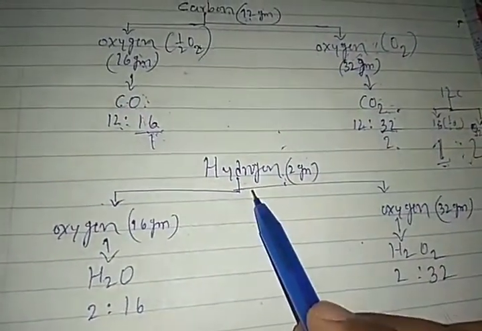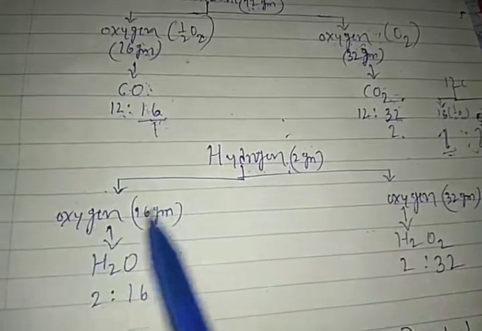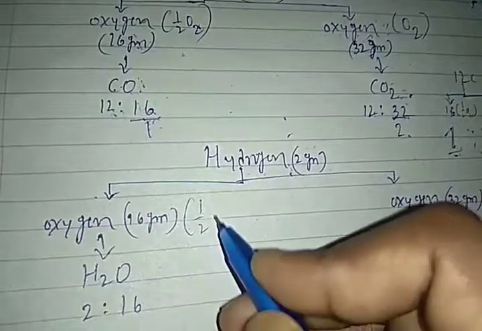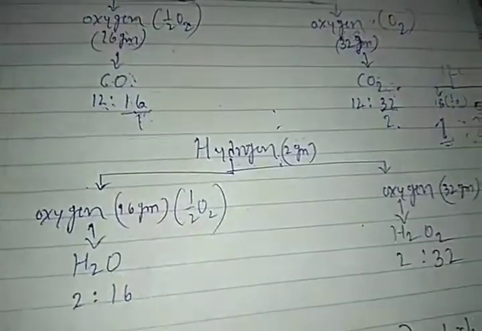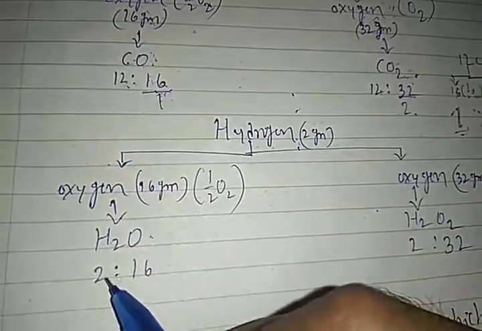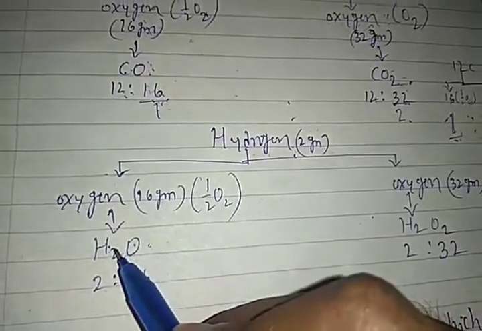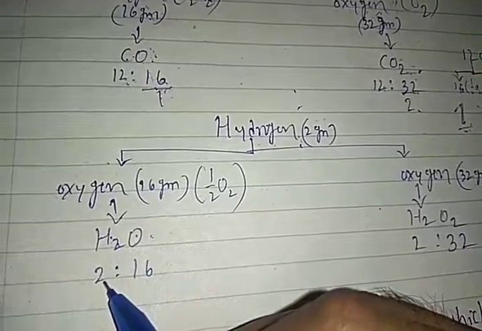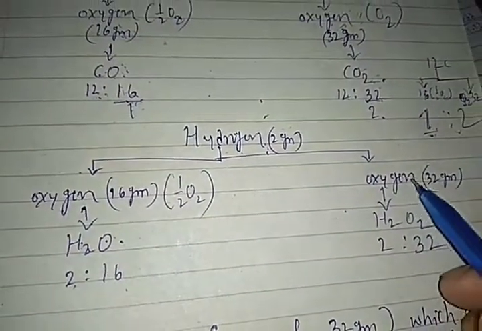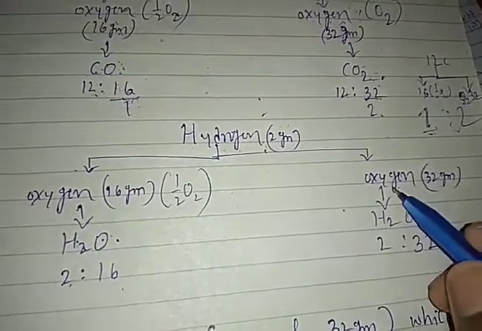2 gram of hydrogen reacts with 16 gram of oxygen. It means half an oxygen molecule, or one oxygen atom, forms H2O. In H2O, the hydrogen mass is 2 gram and the oxygen mass is 16 gram. Right, students? Oxygen 32 gram.